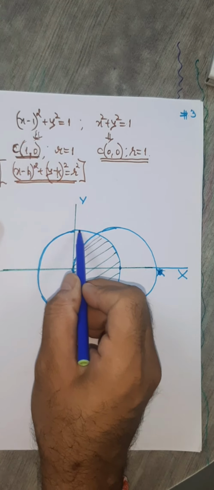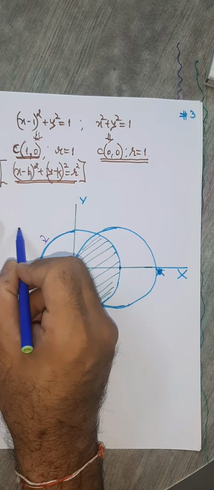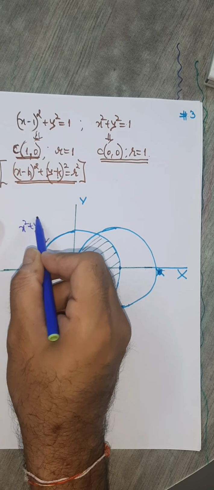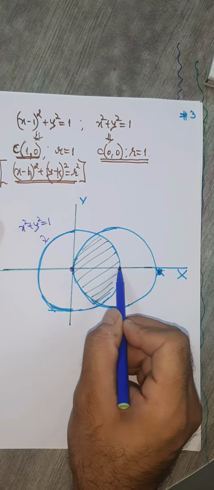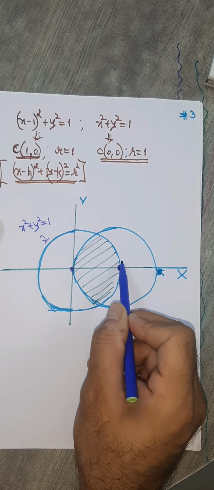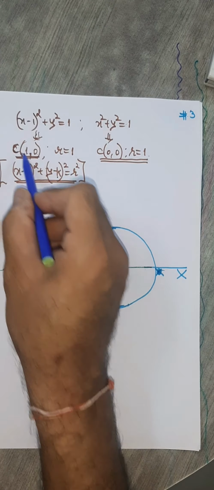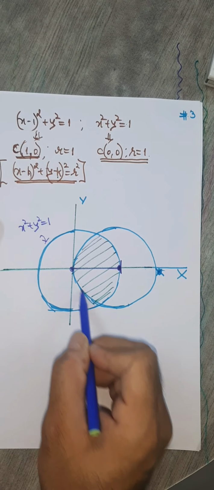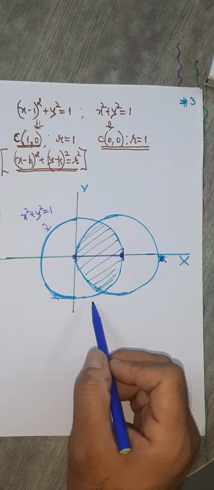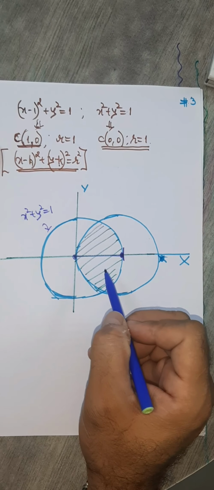I repeat, this is the circle whose equation is x square plus y square equals 1, center origin, radius 1 unit. This is (1, 0), remember here x is 1. For the other circle, this should be the center and the radius should be 1 unit. So the other circle would be like this. A rough diagram should be there in your mind.